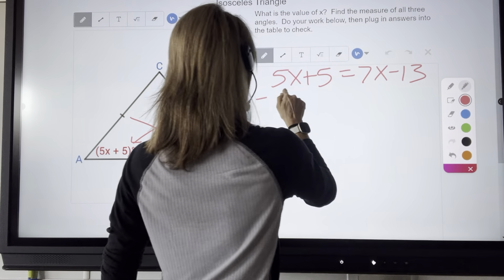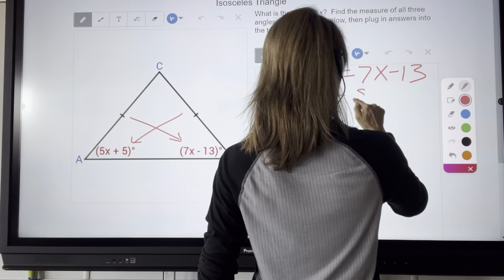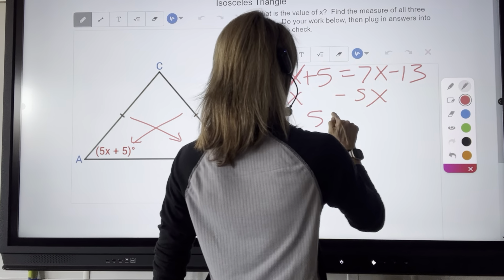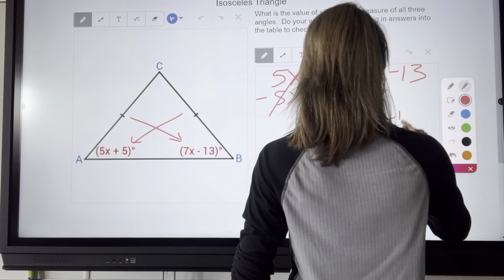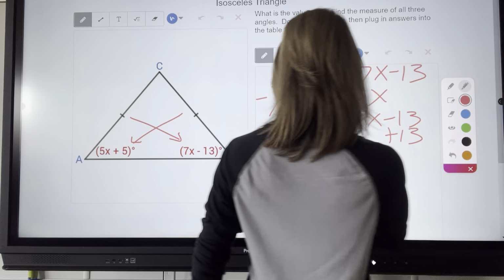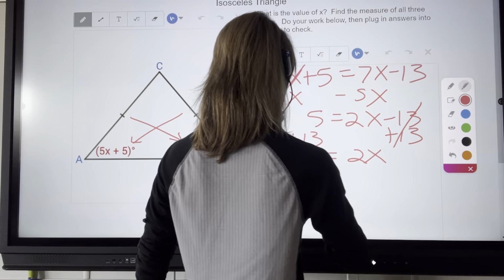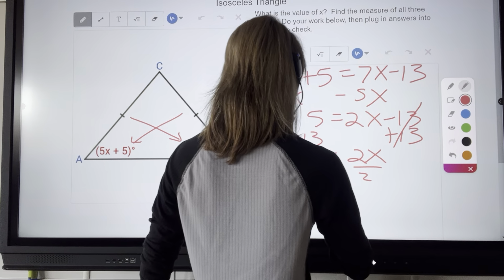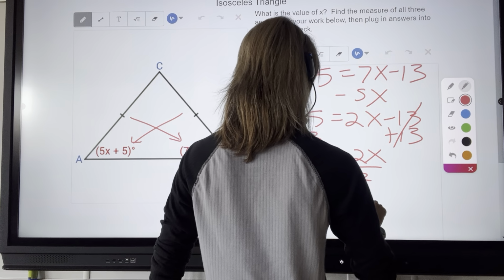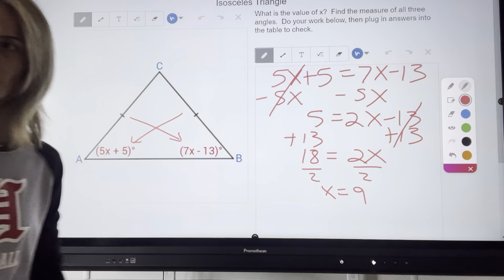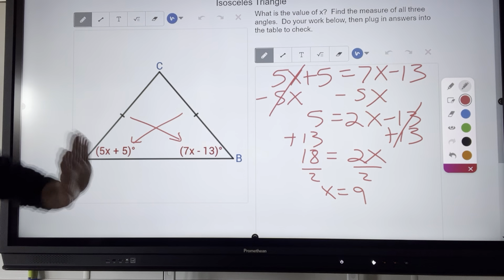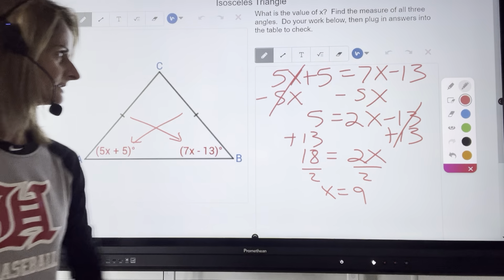So let's quickly solve it. You guys do it too. Check my work, because I do make mistakes. I know you can't see what I'm writing because I'm standing in front of it. I'm trying to be quick. I'm getting x is 9. Anybody else? Okay, so we solved that really quickly. The value of x is 9.